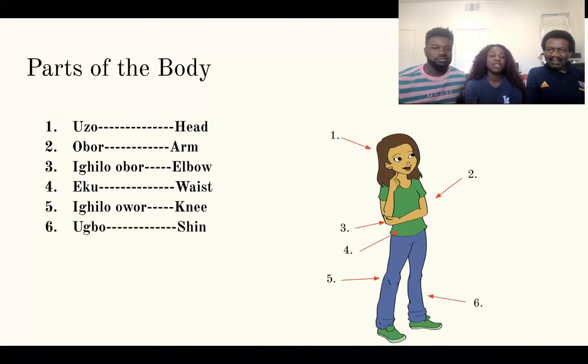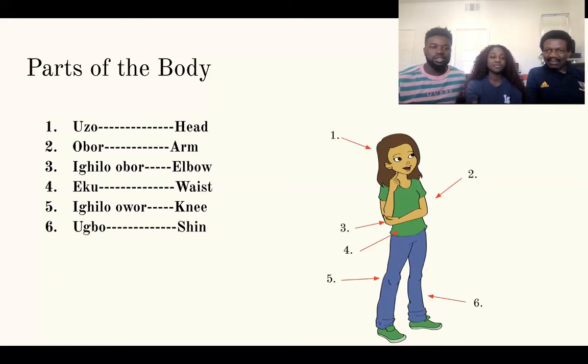Could you please revise these? Yes, so let me go over just the Isoko aspect of these words. I hope you'll be able to align them. So, uzo, obo, igilobo, eku, igilobo, ugbo.